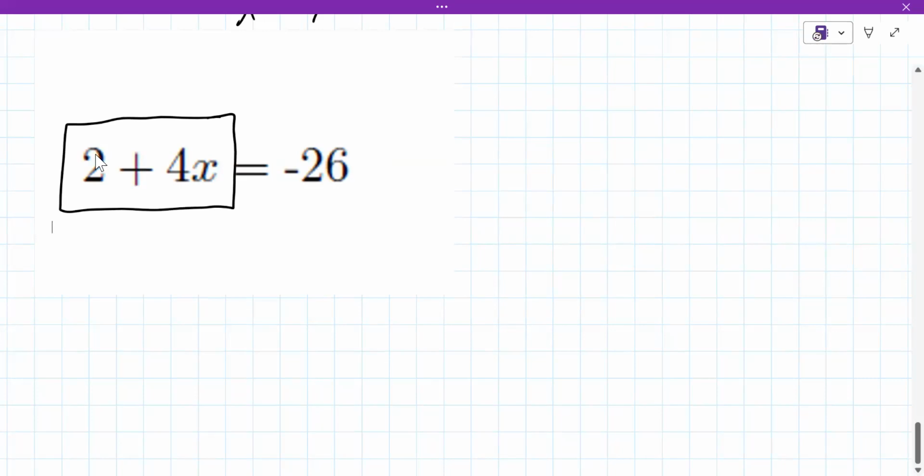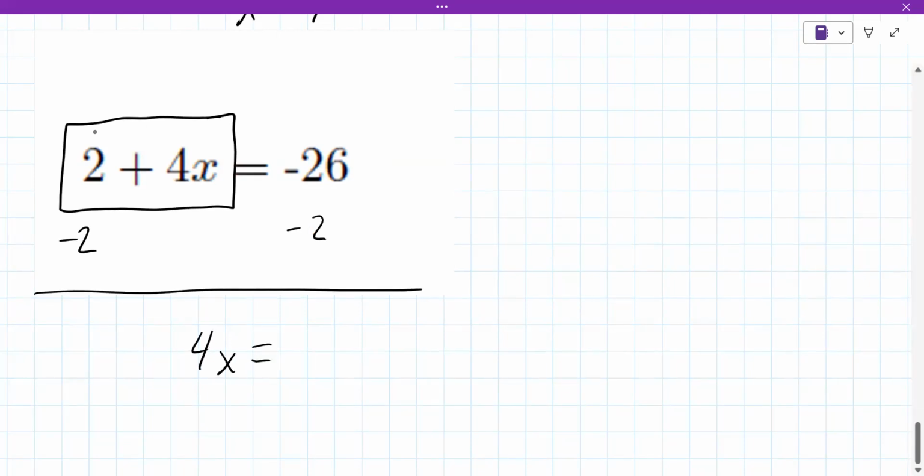How do you undo the 2? Subtraction. Yes. So you're going to subtract 2 from both sides. Now we haven't done any negatives yet, but negative 26 minus 2 is negative 28.